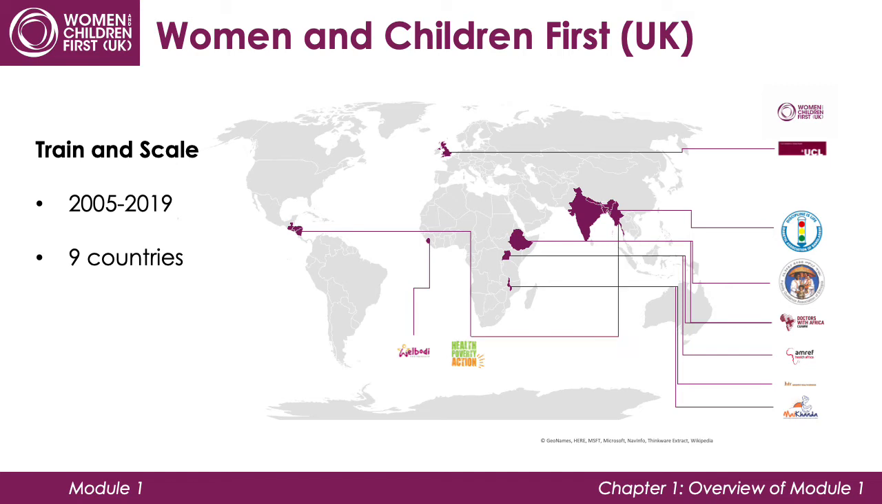Finally, Women and Children First also worked with Health Poverty Action to scale the approach in Myanmar. Through these scale-up activities, Women and Children First was able to support partners to establish 2,500 more PLA-MNH groups. These groups in turn reached a further population of 5 million people.